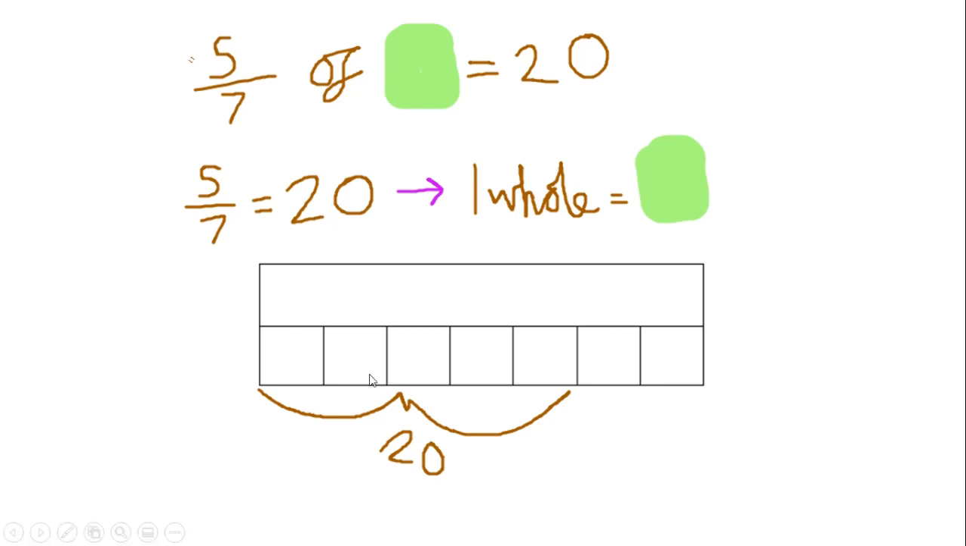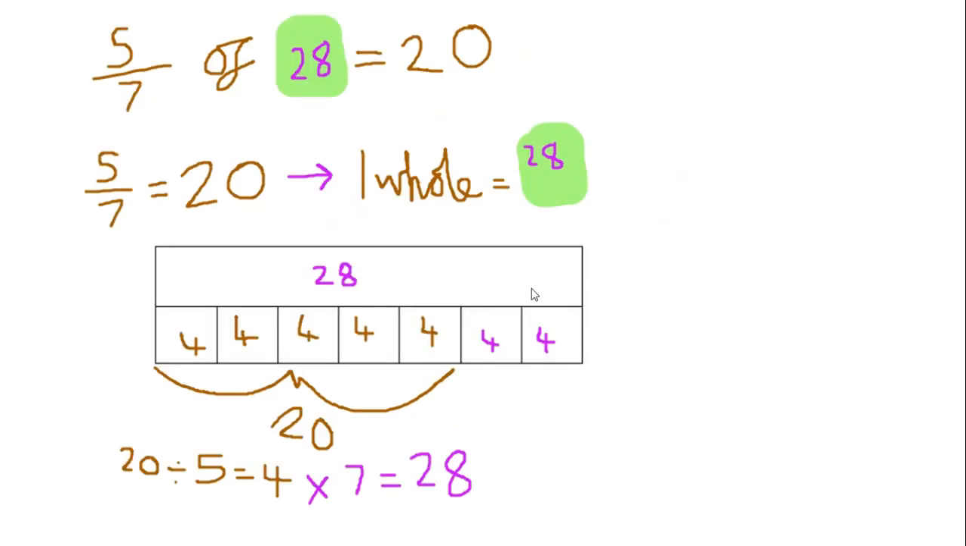So if we place 4 in each of these boxes, what's the whole worth? The whole is worth 28. Okay, so mathematical steps. I'm kind of reversing what we did in the starter, really. So I've done 20 divided by 5, which equals 4. And then I've multiplied 4 by the denominator. I've done 4 multiplied by 7, which equals 28.